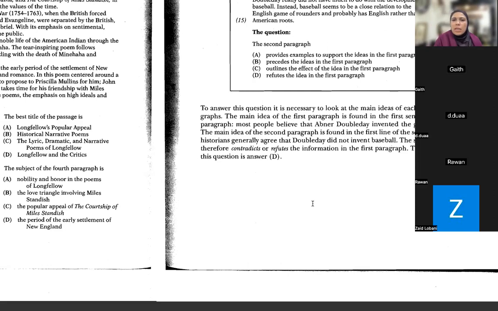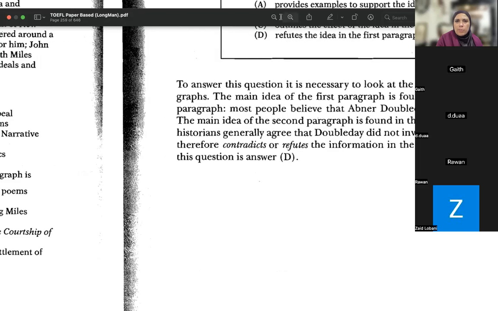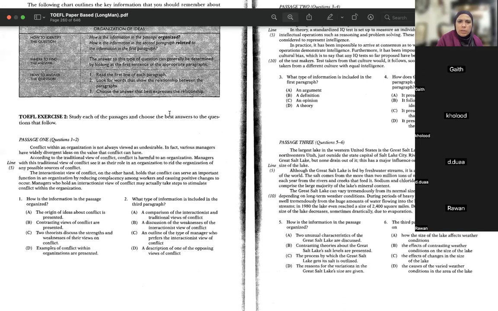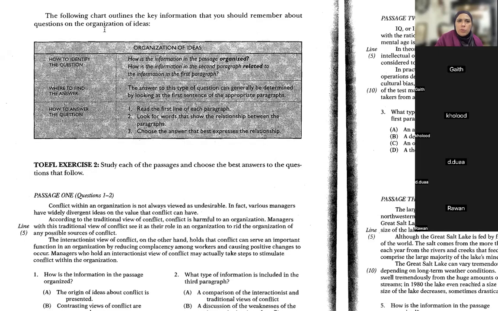You want to take a look at the chart. خلينا ننظر للchart, okay? Because it has a summary of this information, okay? Here is the chart, as you can see right here. Let me enlarge the chart for you so that it could be clear. So the following chart outlines the key information that you should remember about questions on the organization of ideas, okay? How to identify the question. ممكن يسألونا سؤال زي هيك. How is the information in the passage organized? كيف منظم أو مرتب المعلومات, all right?